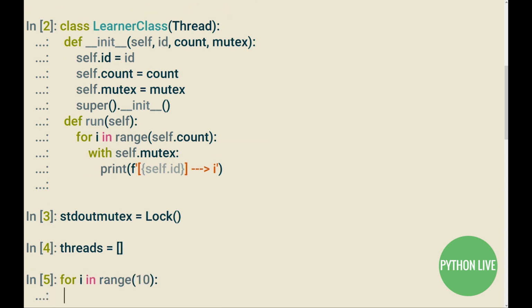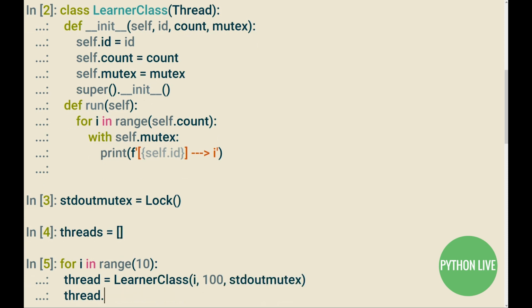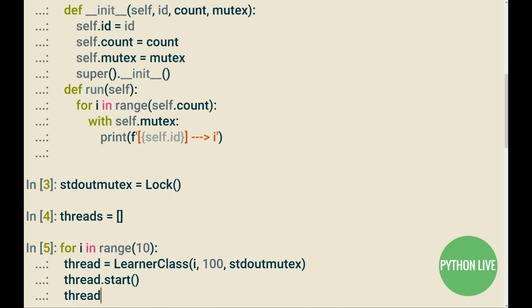We'll define one mutex, one mutually exclusive object, and the way to do this in the threading module is to call the lock class. We make an empty list, threads, and now it's time to run our code. We create instances of learner class with the value of i, that is 0 to 9, and then we'll count to 100, and our lock is provided in standard out mutex. Each instance of learner class that we create in this way will append to our list.